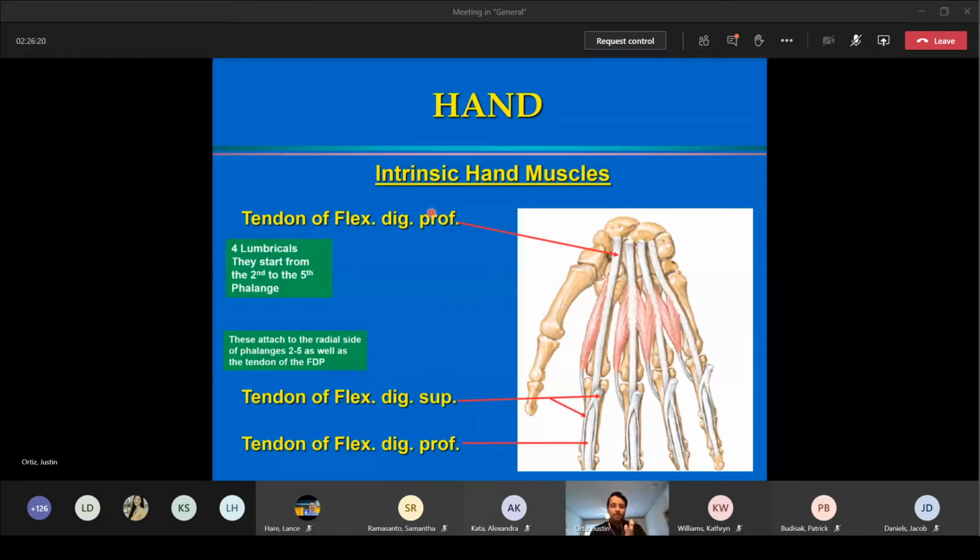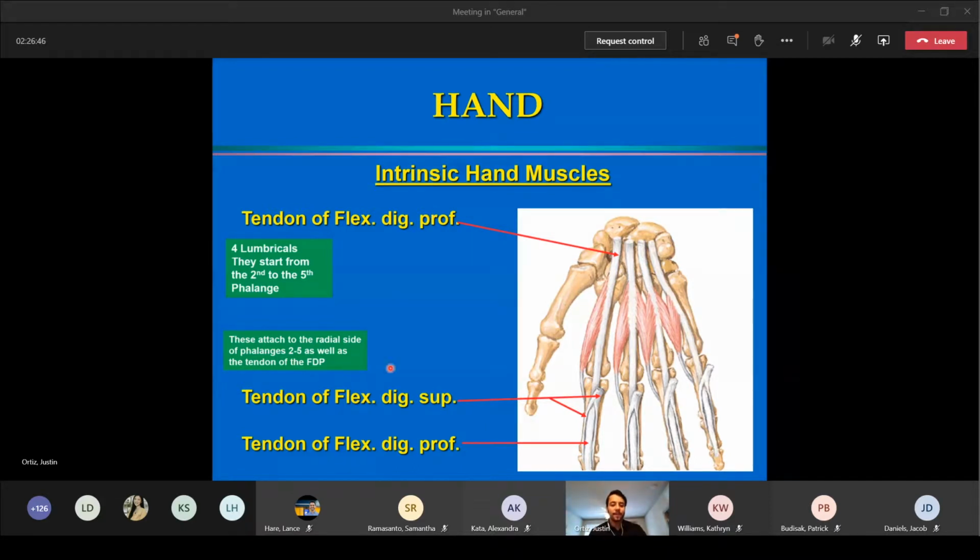So for the intrinsic muscles of the hand, we have 4 lumbricals, right? And they start from 2 through 5. So the second, third, fourth, and fifth digits all have lumbricals, right? And they attach to the radial side. When I say radial side, I mean closer to the thumb side, right? So if you hold your hand up like this, your lumbricals are attached to this side, this side, this side, and this side, because they're closer to the thumb side, right? That's what I mean by radial side.